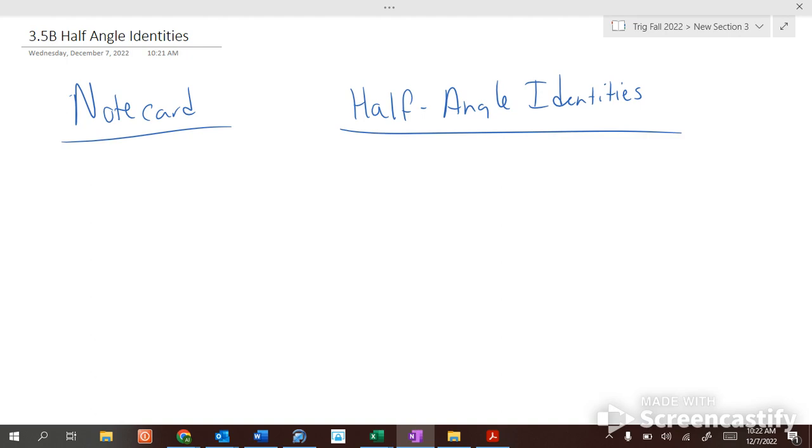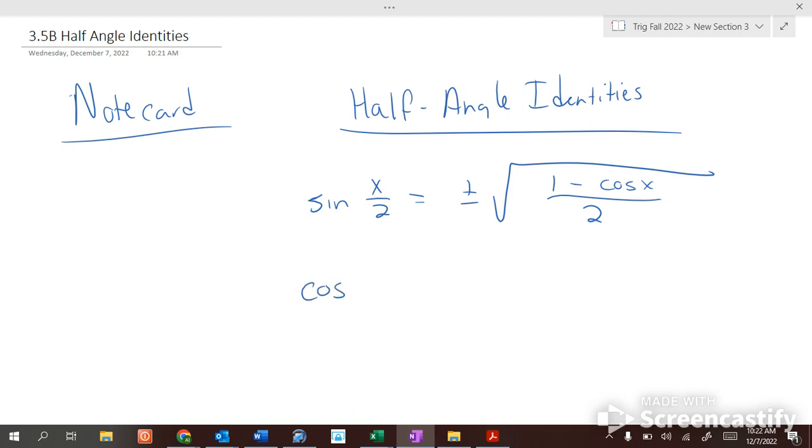Half angle identities. Your first one is the sine of x over 2 is positive or negative the square root of 1 minus the cosine of x all over 2. The cosine of x over 2 equals plus or minus the square root of 1 plus the cosine of x all over 2.